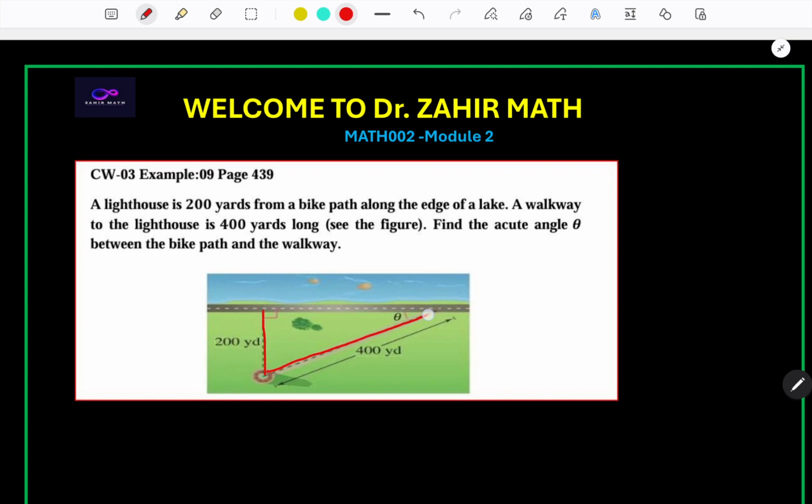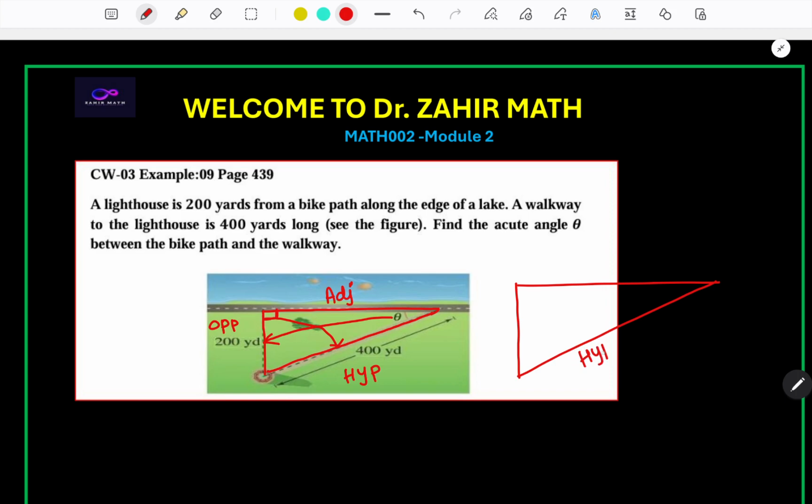This is almost a right triangle, and it's already marked. This is 90 degrees, so opposite to 90 degrees we call it the hypotenuse. Opposite to theta, we call it the opposite side. And the remaining side is the adjacent side. So let me draw this triangle. This one and this one, and this is the hypotenuse.